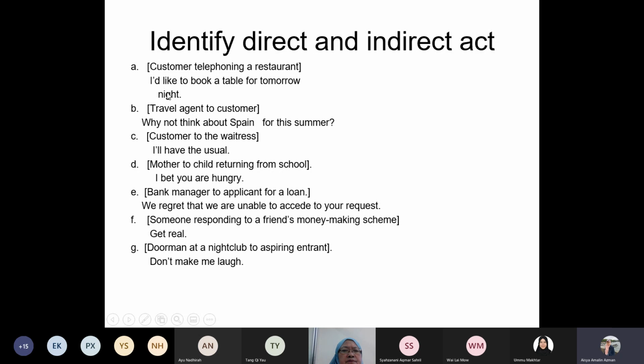So can we take a minute to do this? Identify direct and indirect act.